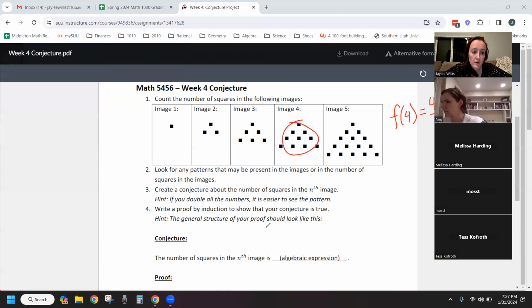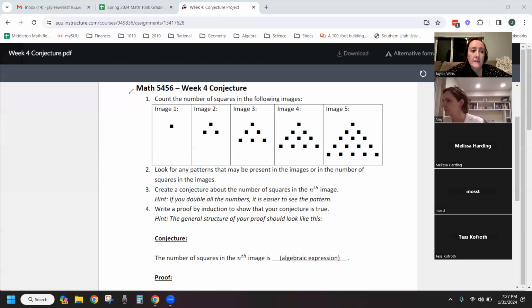Once we've stated the conjecture, so we've stated that the nth image is going to have n times n plus 1 over 2 squares, what would the next step be based on what we looked at in the example proof? Remember, induction proofs have 3 steps. So we've stated our conjecture. Now we need to start on step 1. The base case. Yep, exactly.